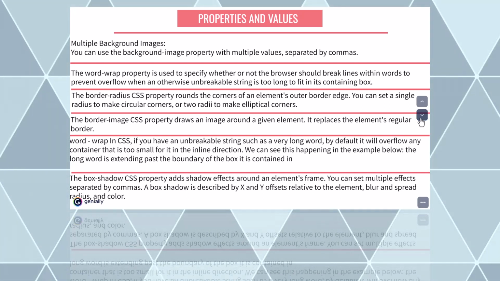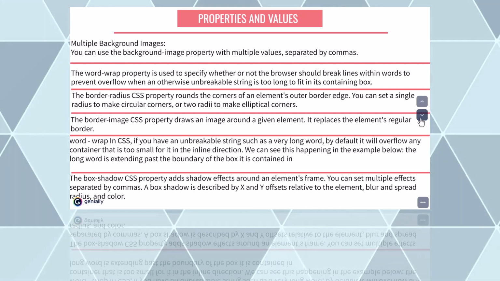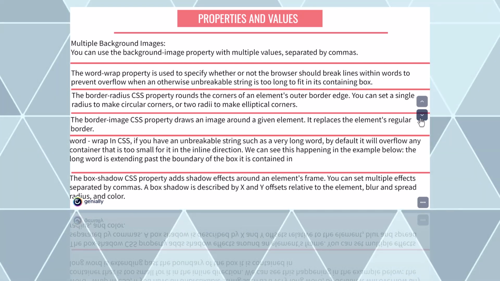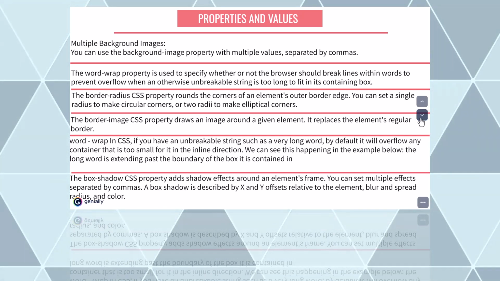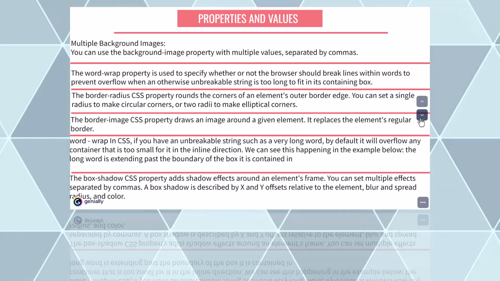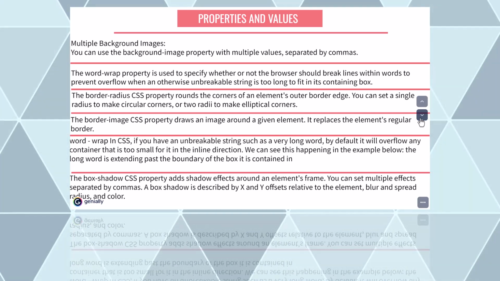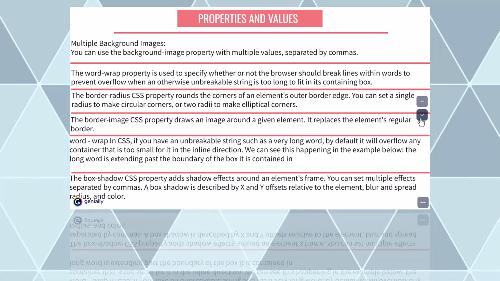Okay, sister, Tanvir? The box shadow CSS property adds shadow effects around an element's frame. You can set multiple effects separated by commas. A box shadow is described by X and Y offsets relative to the element, blur and spread radius, and color. Alright.